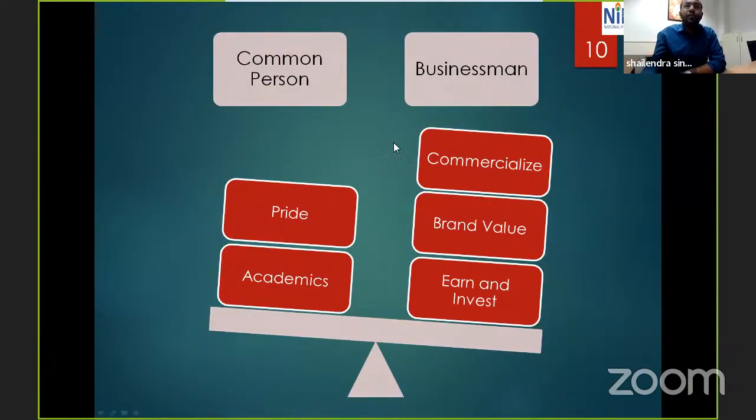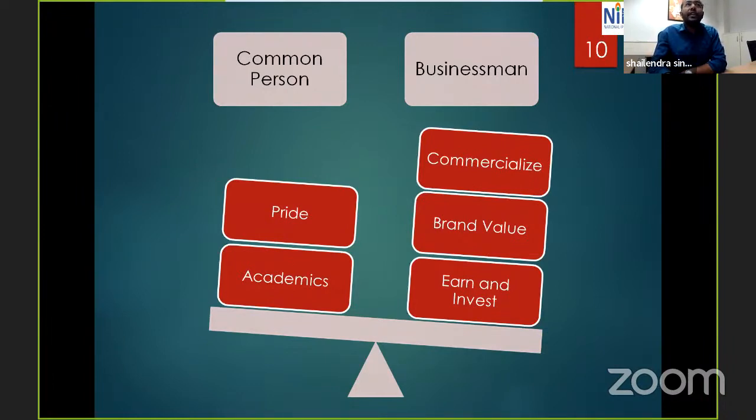So there are two different types of people who will register for this IPR: the common people and the businessmen. Businessmen will register these IPs for commercialization, brand value, or to earn something. For a common person, like a researcher, a professor, or any academician, it will be a matter of pride or an addition to their own CV.